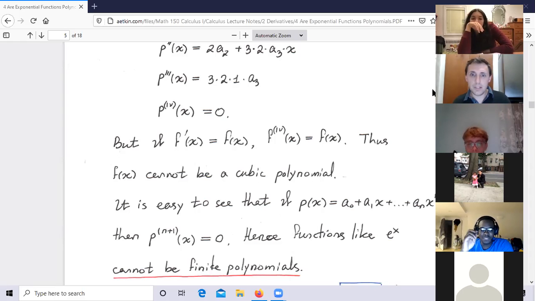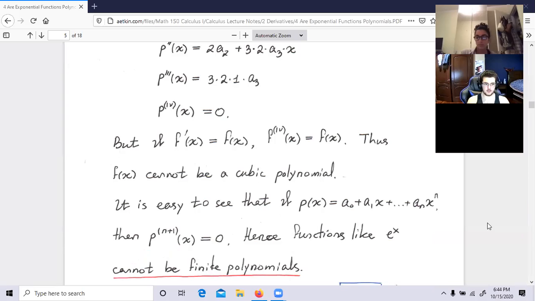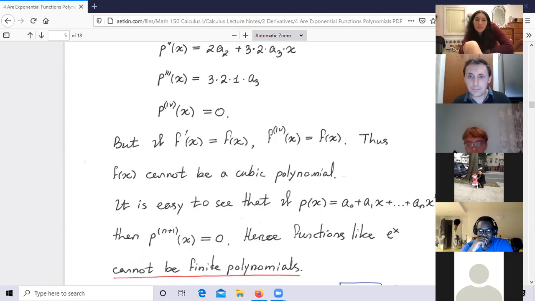Okay. So, nobody takes it? Okay. The leap of faith, guys, is that if it's not a finite polynomial, then let's try an infinite one.